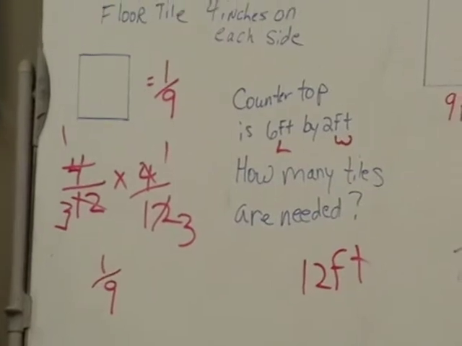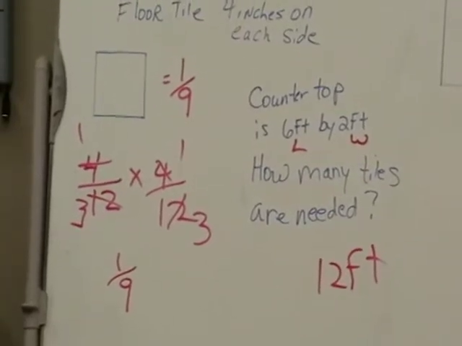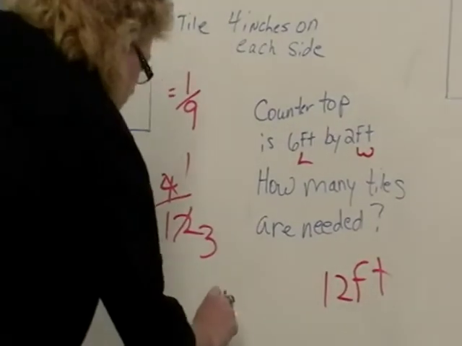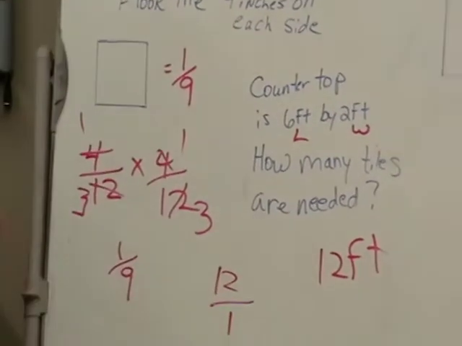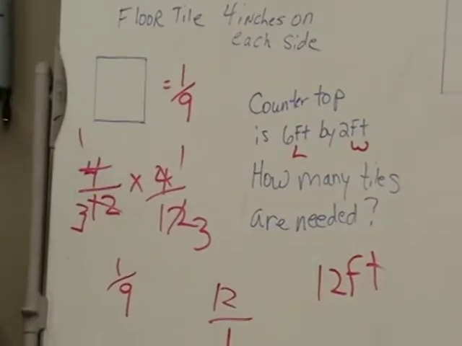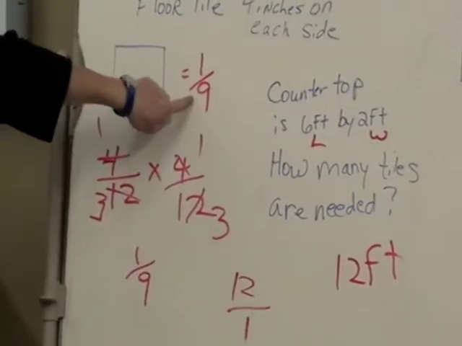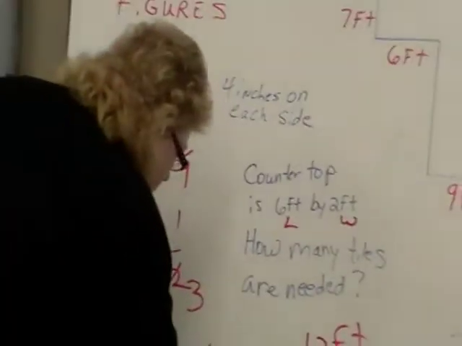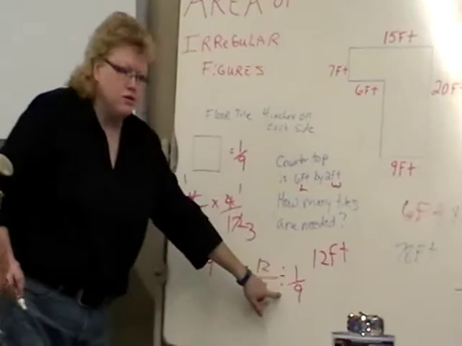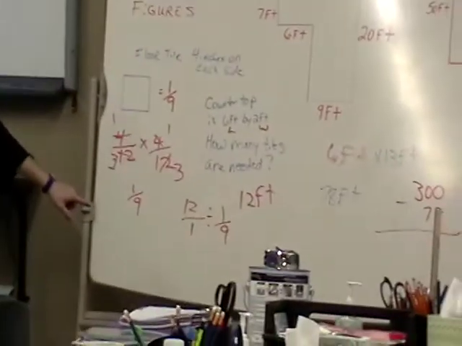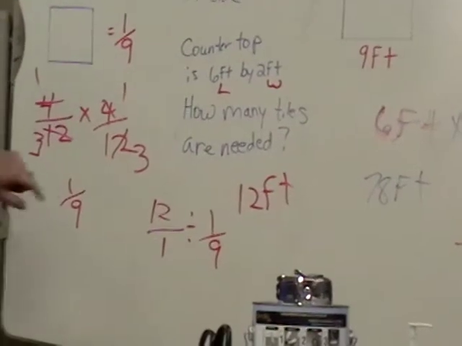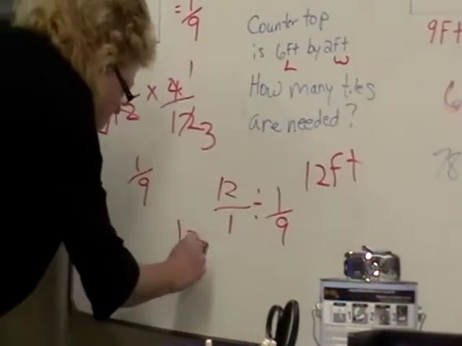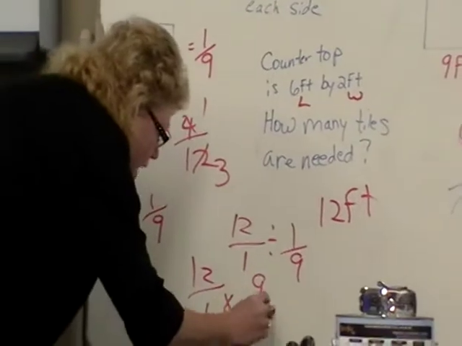How do you divide fractions? Make it 12 over 1. Very good, Brad. And then what are we going to do with that 12 over 1? We're dealing with the floor tile. Okay, we're going to divide it by 1 over 9. But what's special about division of fractions? What do you got to do to it? Flip-flop the 1/9 and change this to what? Multiply. So we got 12 over 1 times 9 over 1.